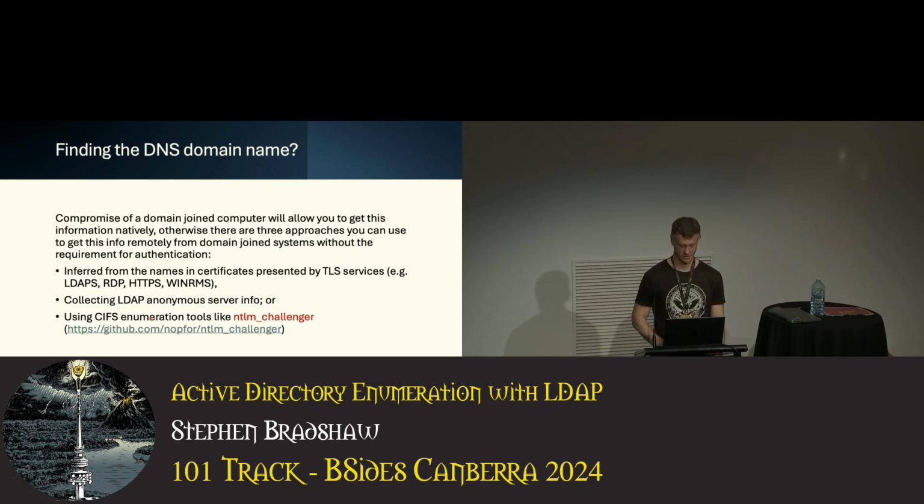If you find an open CIFS port, like a file sharing port, port 445, open on a Windows box that's a member of a domain, and you hit it with this tool remotely without authentication, it will give you a bunch of information about the domain membership of that machine, and that will tell you the DNS domain name associated with its domain controller.